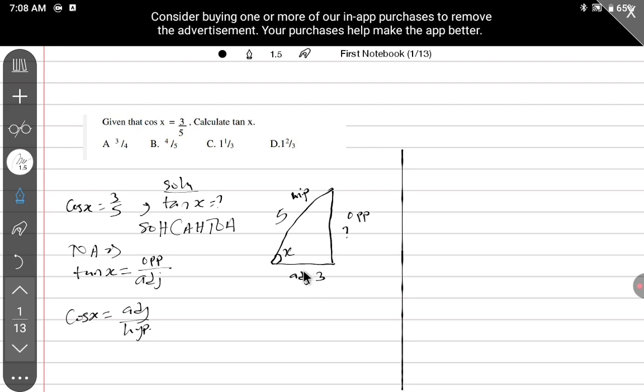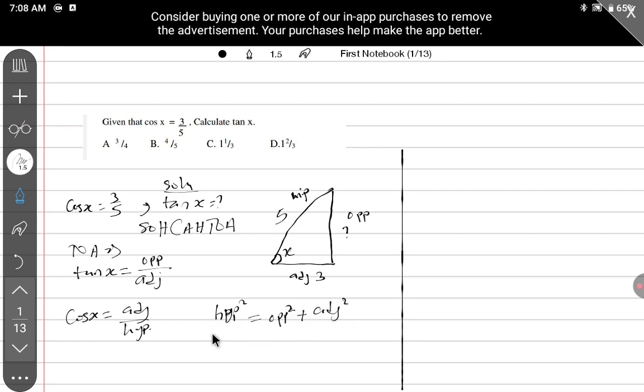Pythagoras theorem says that the square of the hypotenuse is equal to the sum of the squares of the other two sides. That means the square of the hypotenuse here is equal to the sum of the squares of the other two sides, that is, opposite squared plus adjacent squared.